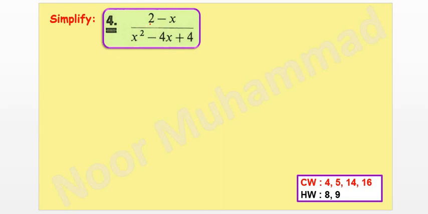Clearly you can see we have 2 minus x in the numerator. There is no GCF that I can pull out, I cannot use the AC method, and I cannot use the formula. So it's not possible to factorize the numerator. But what about the denominator? Let's see how we can factorize it.